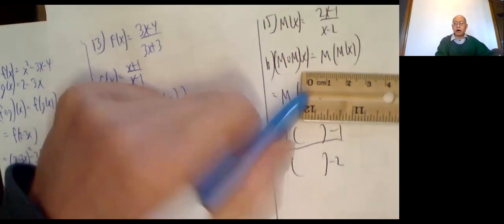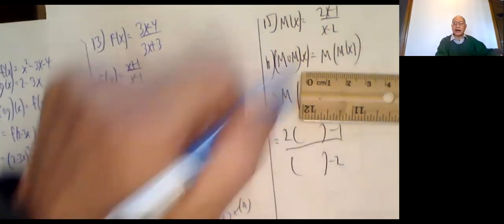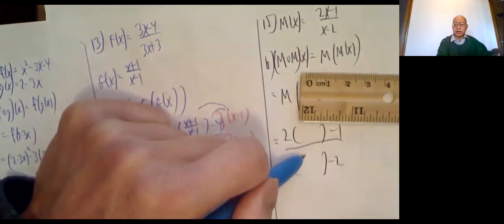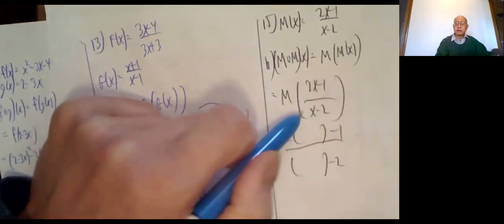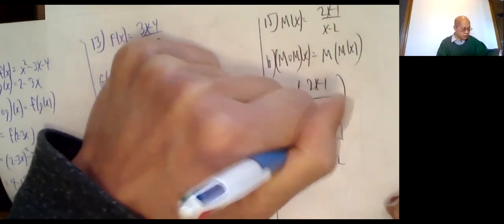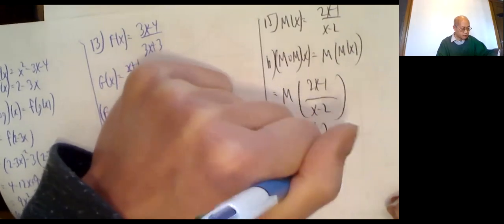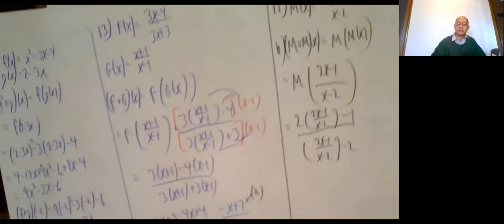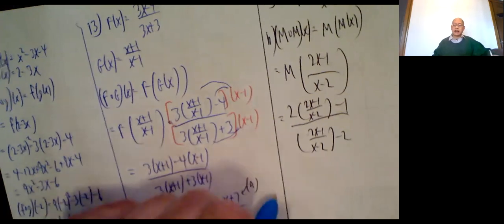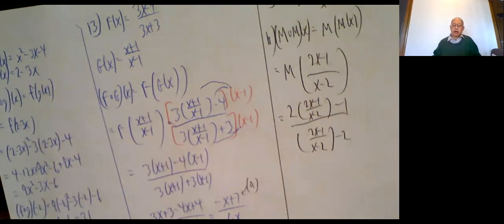Suppose it says m of 1. You put a 1 there and a 1 there. If it said m of pi, you put a pi there and a pi there. If it's m of a mess, the mess goes right there and right there. I do have a mess. So that mess goes right there and right there. 2x minus 1 over x minus 2. I'm going to let you clean that up, but to do the rest of the problem is actually not so bad.